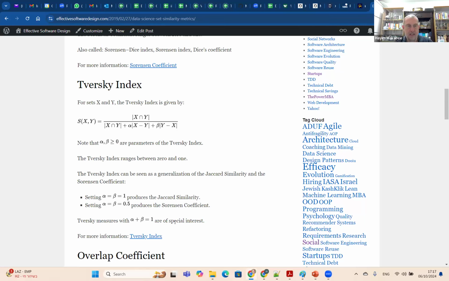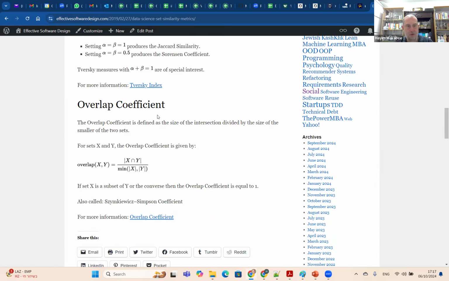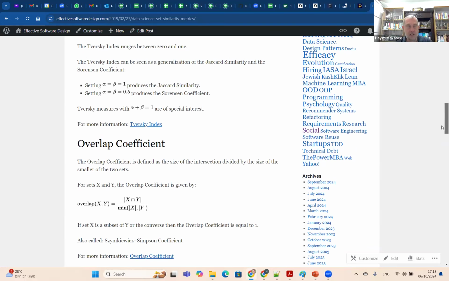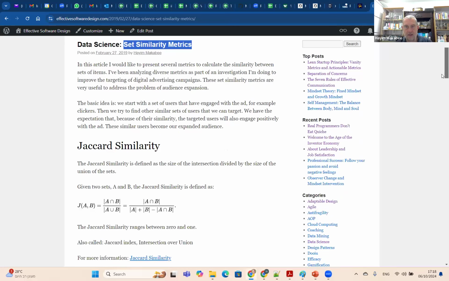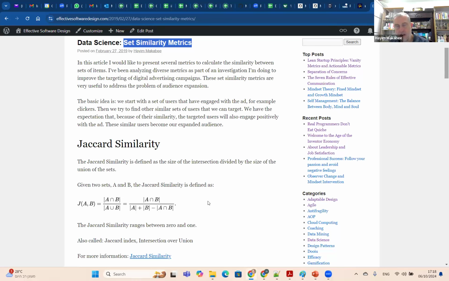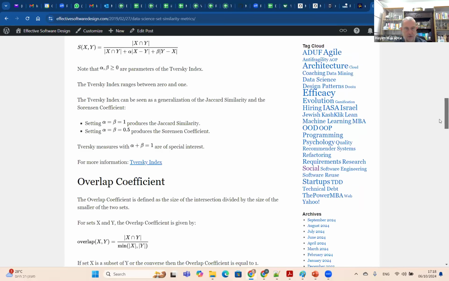And you can make a different formula. Normally you want alpha plus beta equal one, which is a weighted average. Then you have the overlap coefficient. The overlap coefficient is the size of the intersection divided by the minimum size of the two sets. Okay. Good. Great. So are these strategies? Yes. So these different ways to measure set similarity are strategies. If I have this problem in my system, that I need to measure the similarity of two sets of objects, I can adopt these different ways to implement it.